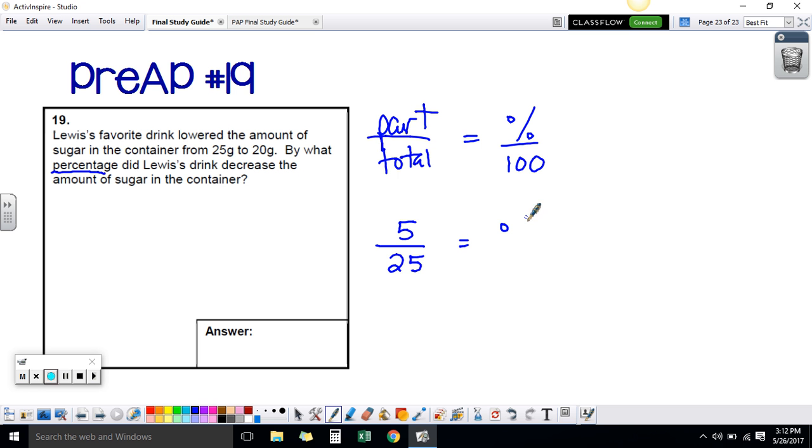And we're going to get a percent out of 100, okay? So because that means we have dropped 5 grams of sugar from our original total. So 25 times 4 is 100. If you multiply the bottom, you multiply the top. 5 times 4 is 20. So the drink decreased the amount of sugar by 20%.